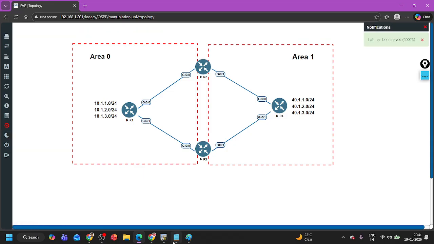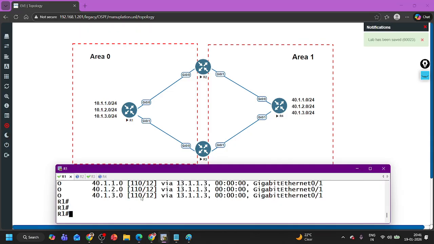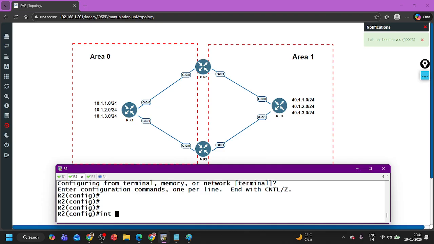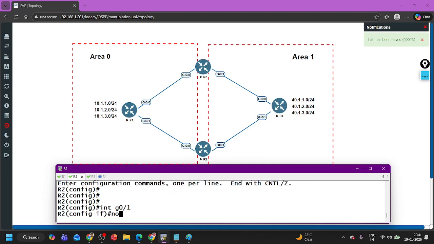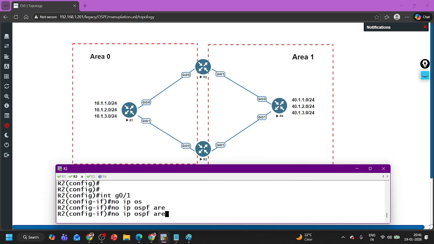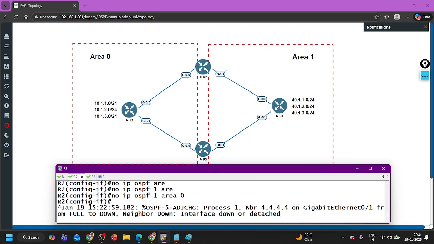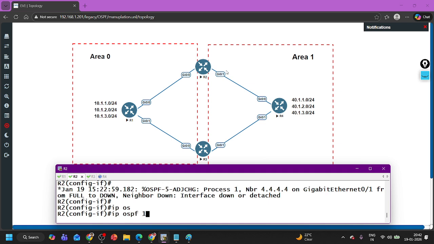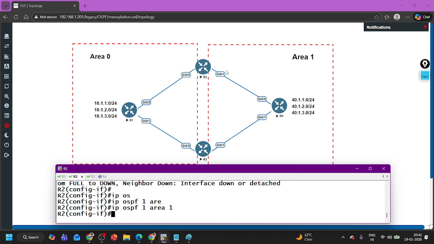See, first of all, I have to change my configuration. On router number 2, config t and interface G0/1, no IP OSPF 1 area 0. I have removed this interface from OSPF area 0. And now I am going to add this interface to OSPF area 1: IP OSPF 1 area 1.